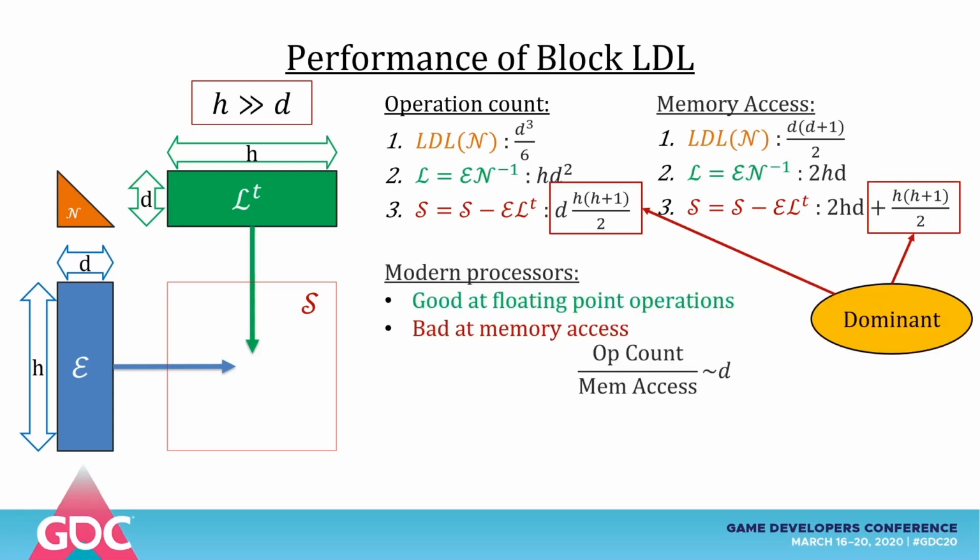Now, modern processors are good at floating point operations, but are bad at memory access. And if we compute the operation count over the memory access, we get D. As a consequence, the best, most efficient results are obtained with larger D as long as it stays smaller than H.